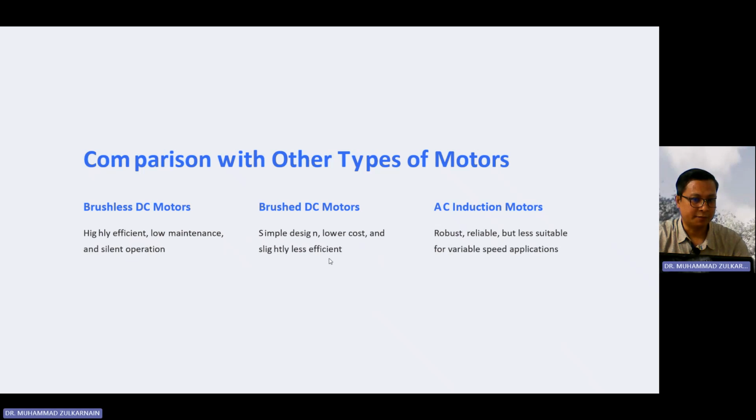Okay, and then the types of motor. The brushless DC motor: high efficiency, low maintenance. Other types: the DC motor has a simple design, lower cost, and is slightly less efficient. And then the AC induction motor is robust and reliable, but less suitable for variable speed applications. So this is possible also using AC.